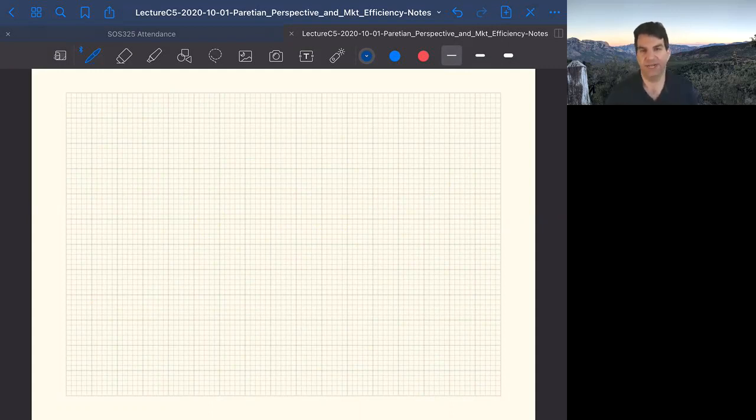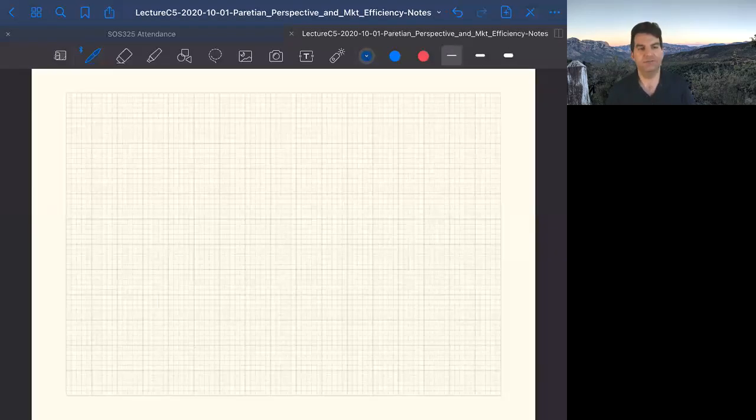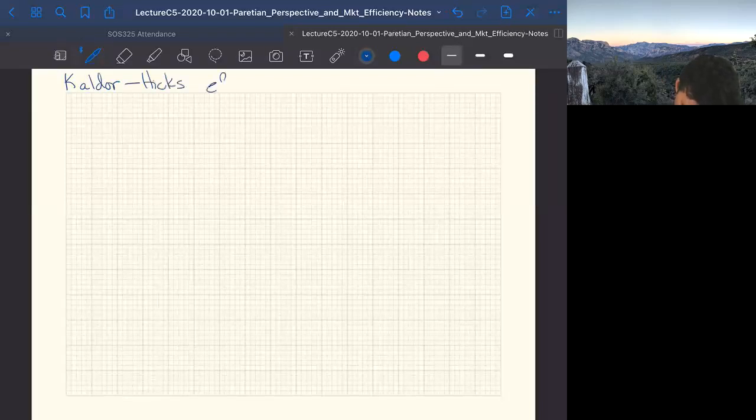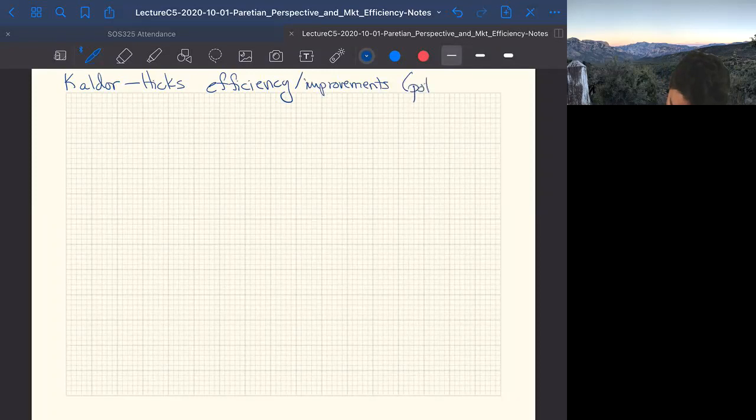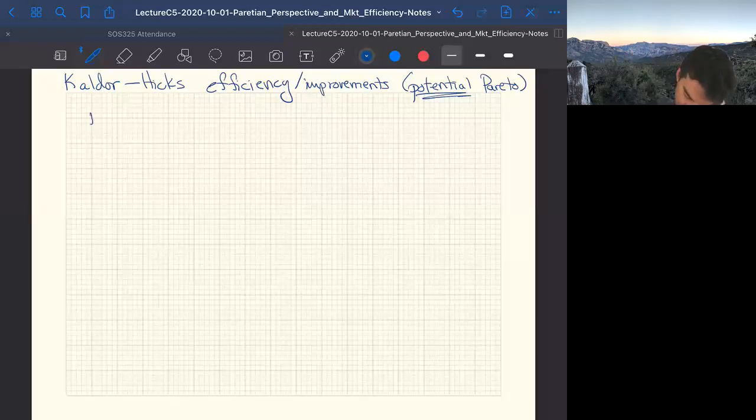And this is something that your book talks about. And those are, I'll call this Kaldor-Hicks efficiency or improvements. And these are also known as potential Pareto improvements. And so how does that work? So in the Kaldor-Hicks model, you have what we're going to call Kaldor-Hicks compensation.